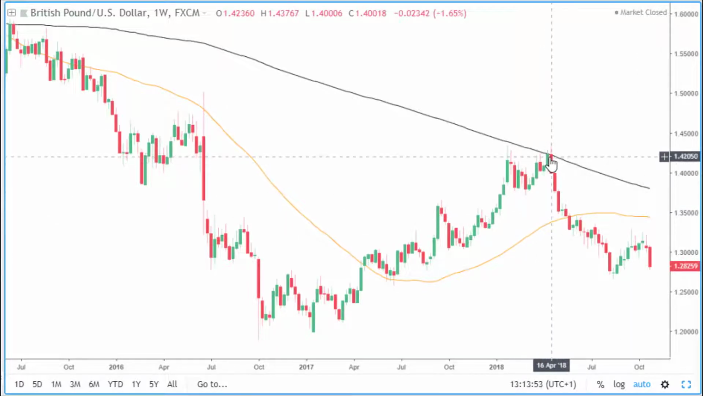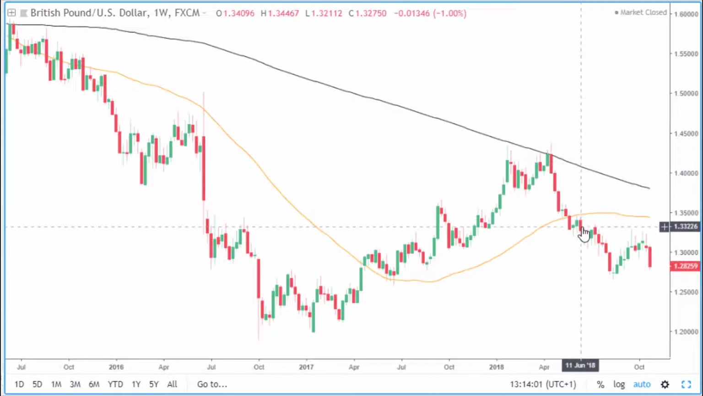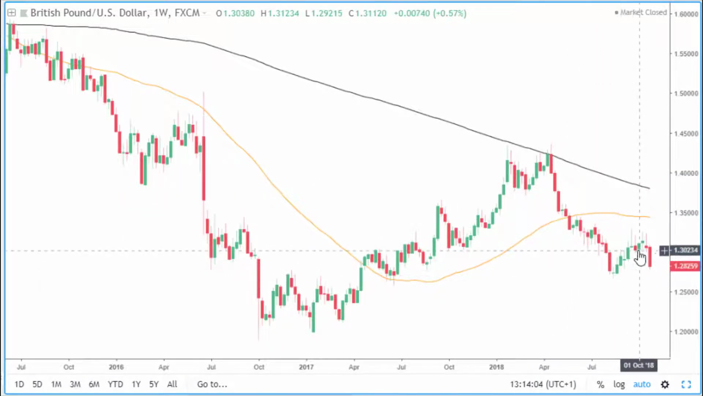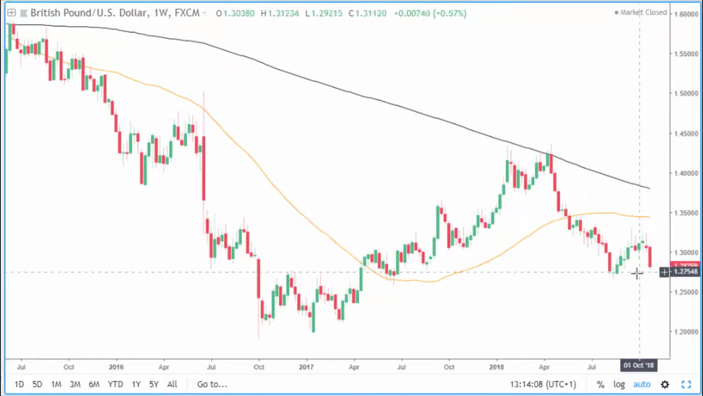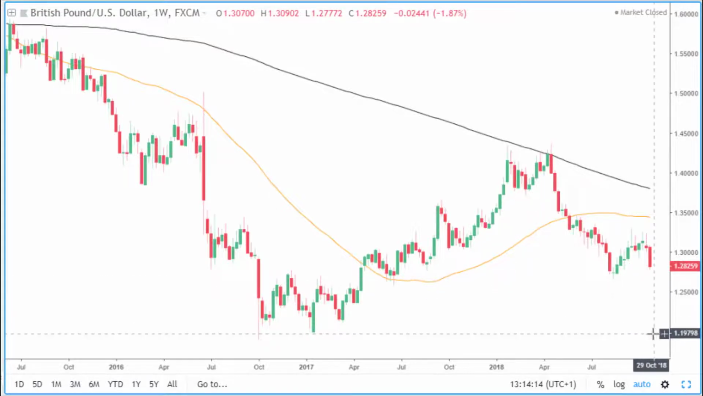As you can see, price used the 200 simple moving average as an area of resistance around April 2018. Since then, we've seen price head in the downwards direction, and we've seen this pullback, and currently price is heading down again. So price may come down to this area of support. If it does break through, then we should see a continued move down to this area of support here.